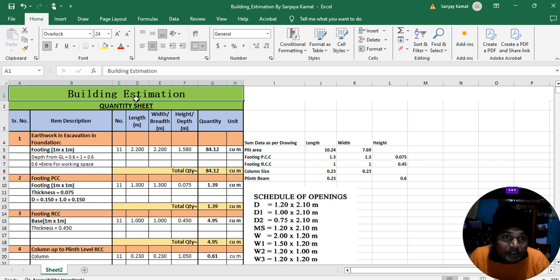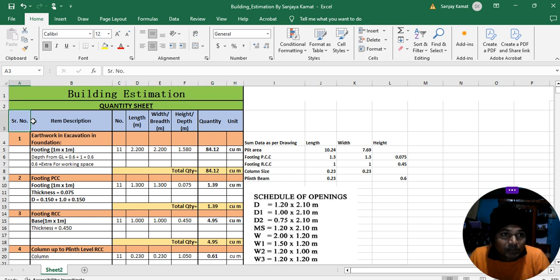To do the estimation, first of all, look at this chart. The serial number will be constant, and this item description column will be constant. In this column we write the item description only, and in the number column we write how many rods we used there, how many columns, how many beams. Length and breadth are both the same, so don't be confused, and height and depth are both the same.